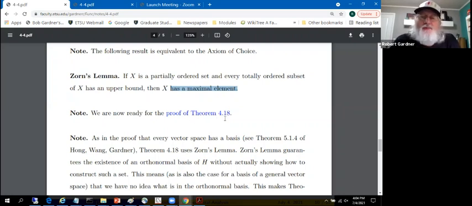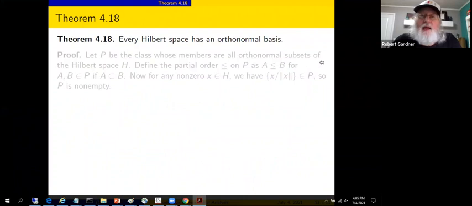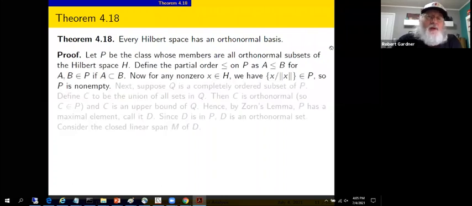So we're ready to go through and prove 4.18, and we'll use Zorn's lemma. And we'll make some derogatory commentary following the proof about what's wrong with that. Okay, every Hilbert space has an orthonormal basis in the sense defined by Promeslip. So this is only a slide long, but it's a pretty busy slide. Let P be the class whose members are all orthonormal subsets of Hilbert space H. And define the partial order, I'll read it as less than or equal to, on this class of sets as A less than or equal to B means A is a subset of B.